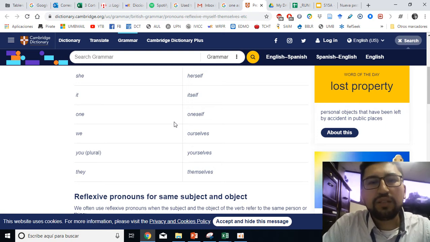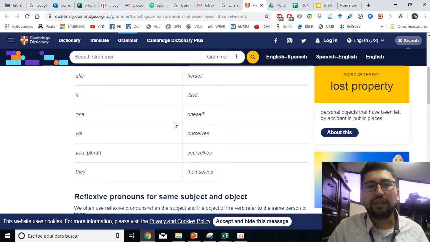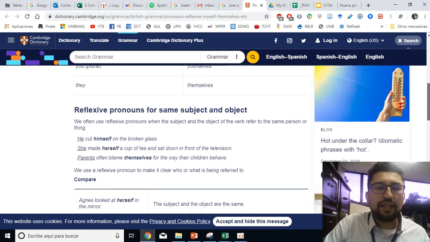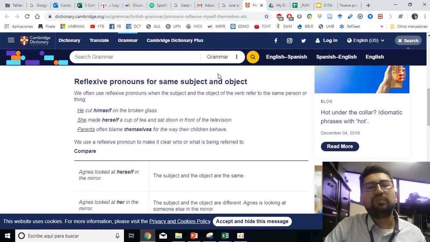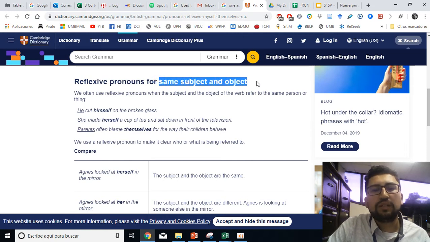In the languages we have differences between the reflexive pronouns. In Spanish it's completely different than in English. In English we can have more flexibility. So in this case we use reflexive pronouns for the same subject and object, right? He cut himself with a broken glass. She made herself a cup of tea and sat down in front of the television.